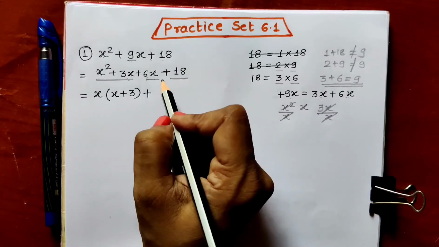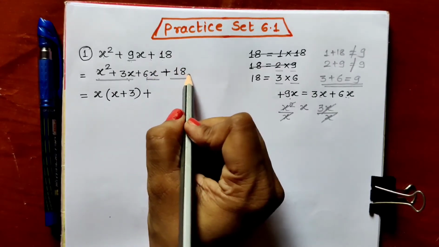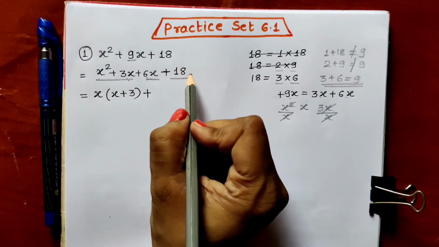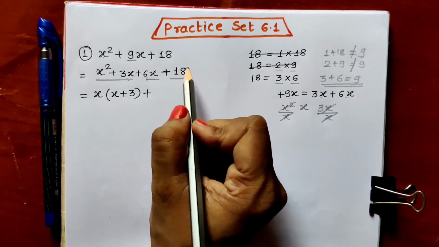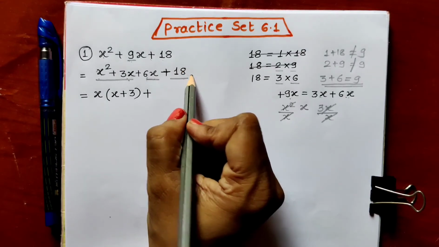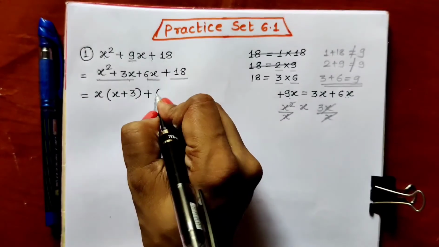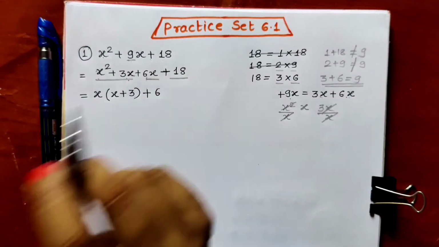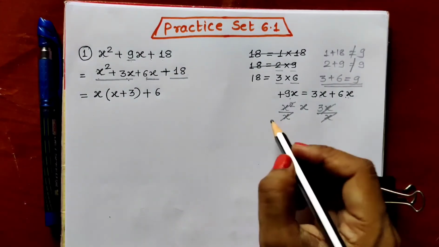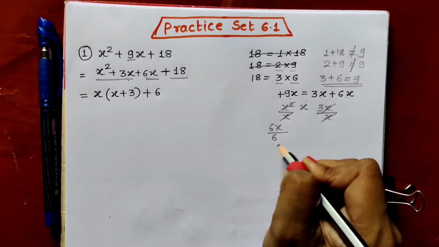What we have to check? Can we divide the bigger number by smaller number? Can we divide 18 by 6? Yes, we can divide 18 by 6 because 18 is there in the table of 6. So when we can divide the bigger number by smaller number, that smaller number should be taken out as common. So 6 is smaller, we can take out it as common.